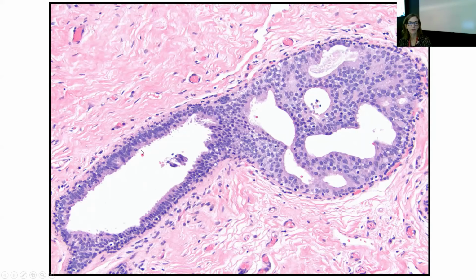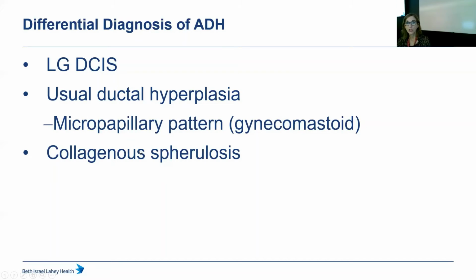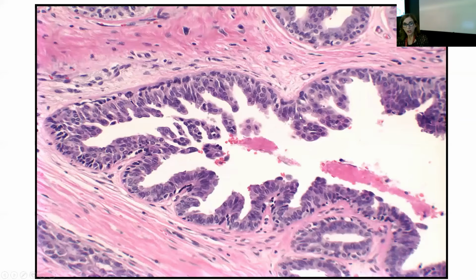And then over here on the left, really, this is more like columnar cell change, so incomplete involvement. So the differential diagnosis, of course, is low-grade DCIS. UDH, I already talked about that as not being exactly a differential diagnosis, but I think micropapillary UDH and ADH can be part of that sort of differential diagnosis. And then collagenous spherulosis. So here's that sort of differential diagnostic dilemma where you have what looks like a micropapillary proliferation. And is it atypical or not atypical?